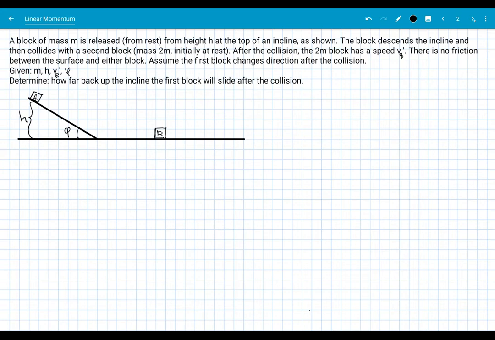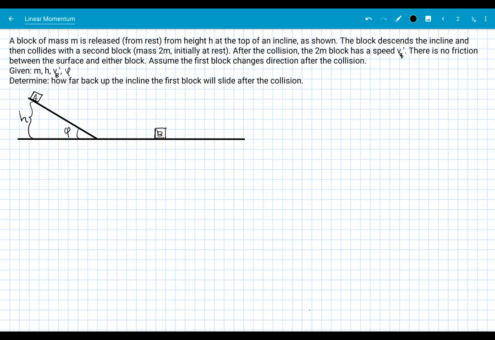We're given the masses, we know h. We're also given the speed of the 2m block after the collision, and we're given the angle of incline, phi. And what we're asked to determine here is how far back up the incline the first block will slide after the collision. Okay, so we know we can apply conservation of momentum to the collision.